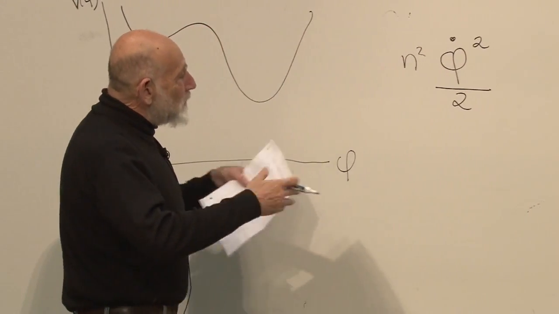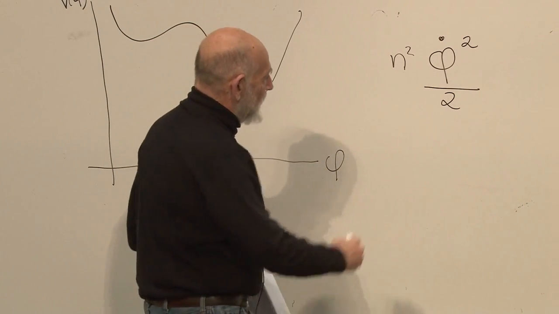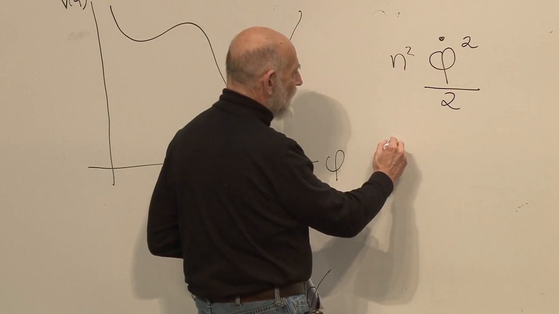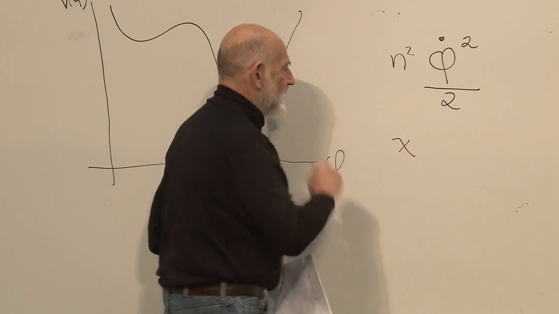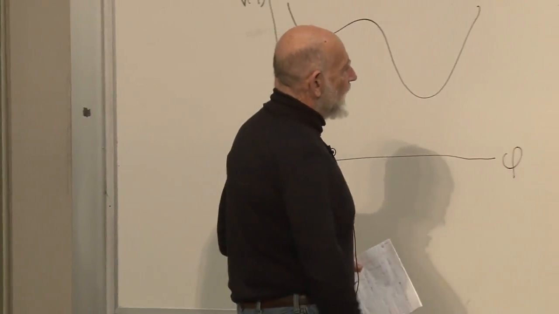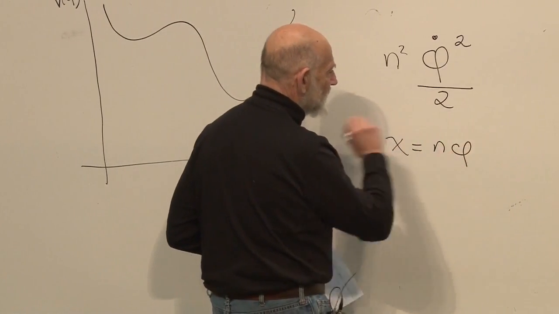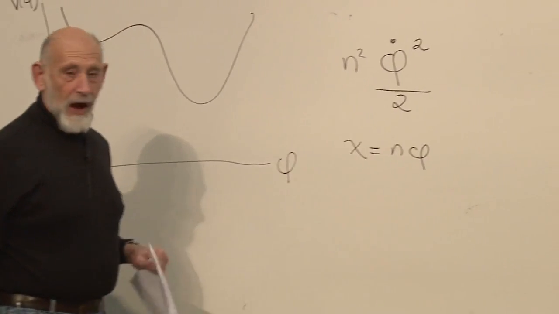Well, if I then redefine the field, if I change the name of the field, and instead of calling it phi, I redefine a new thing, which I'll call chi. Looks like x, but it's not x, it's chi. It's the Greek symbol chi, and I set it equal to n times phi, then this object over here just becomes chi dot squared.